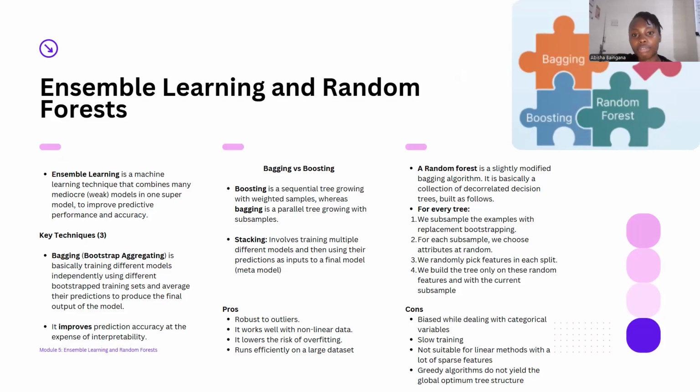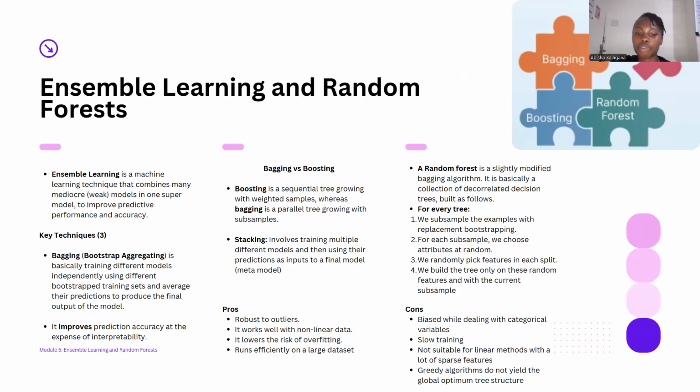This is a slightly modified bagging algorithm, and it's basically a collection of decorrelated decision trees. So we have to know that for every tree, we randomly pick features in each split. For each subsample, we choose attributes at random. We subsample the examples with replacement, bootstrapping, and we build the tree only on these random features with the current subsample. Then with random forests, we have the same pros and cons.